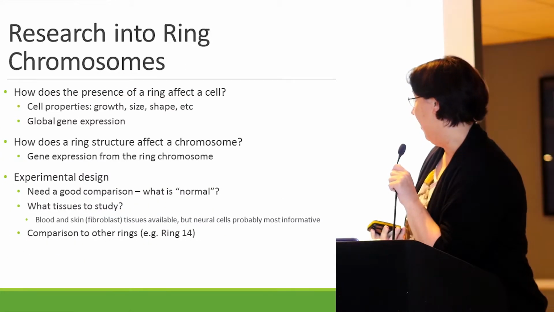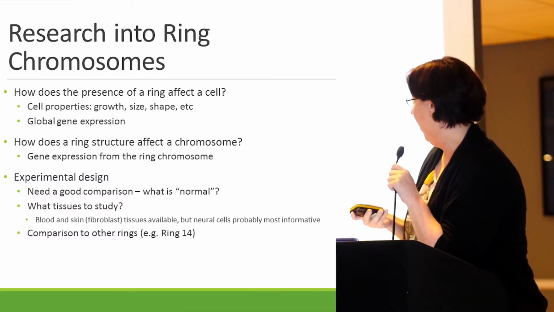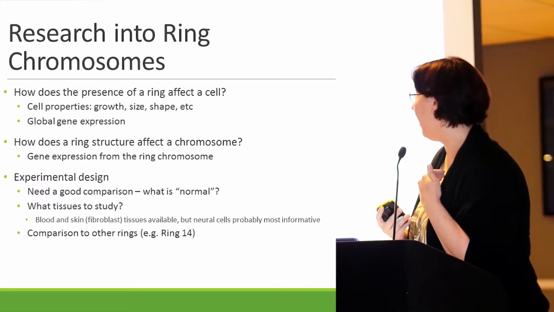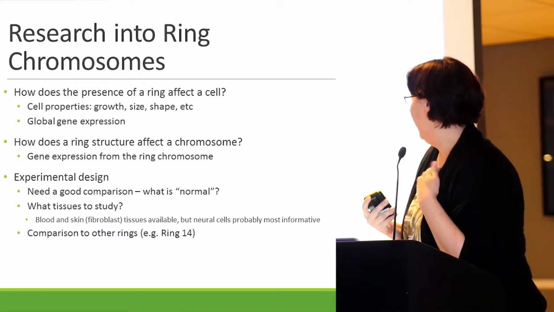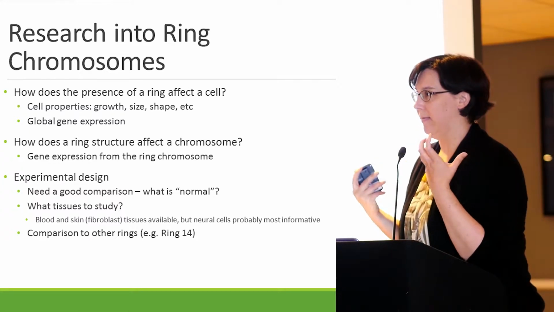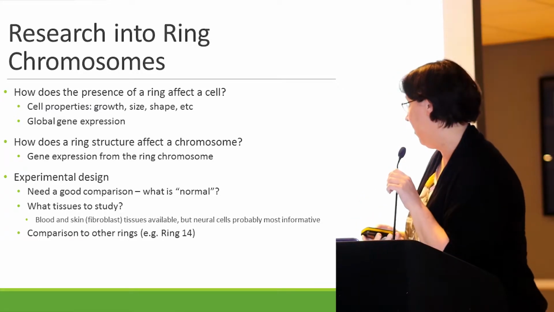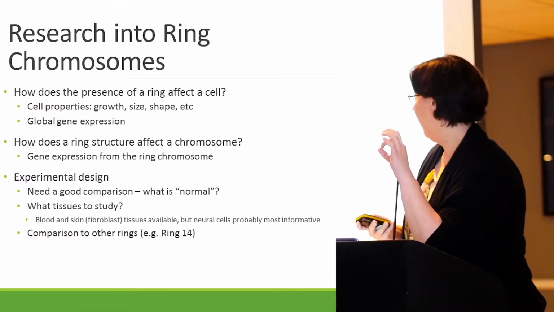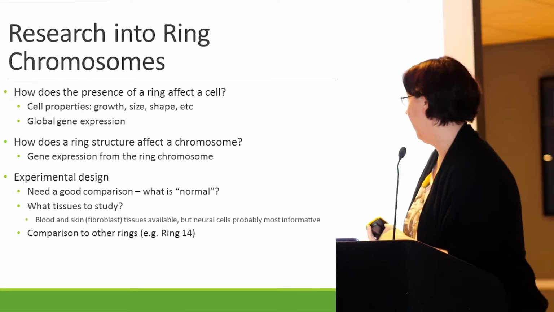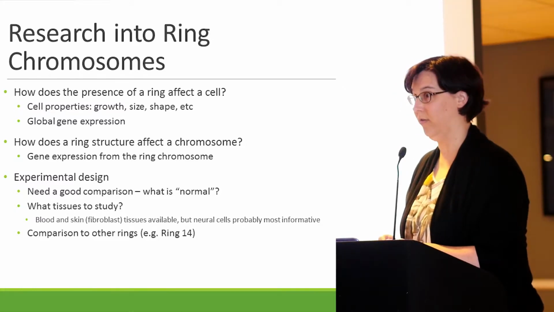That leaves us with the question of whether the ring itself is causing seizures somehow, like Nancy showed you, by sometimes losing the ring or duplicating the ring, and this mosaicism for the missing or extra rings. But is the ring also making the cell behave differently? How does the presence of a ring affect the cell? And how does the ring affect the genes on that chromosome? So, talking about transcriptomics, we have also been doing some experiments to see whether a ring structure affects how our genes are expressed.